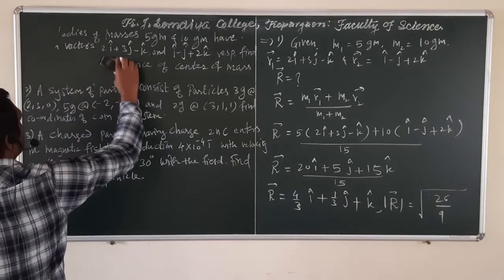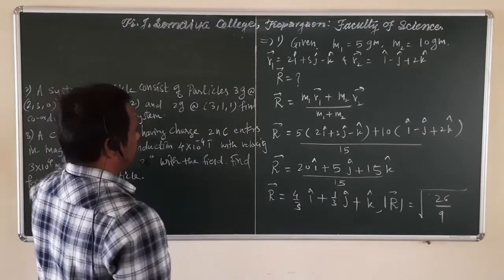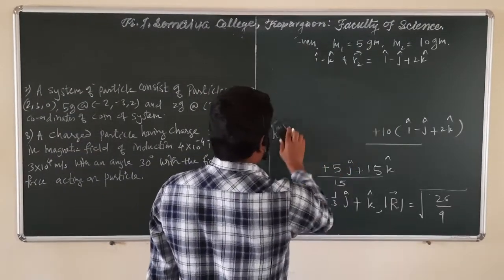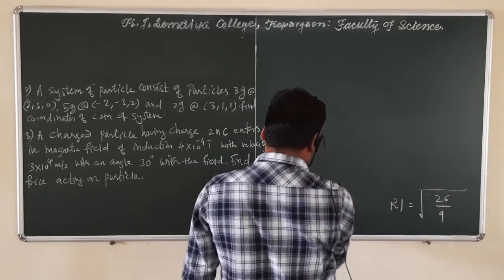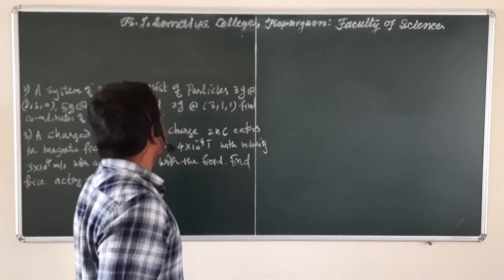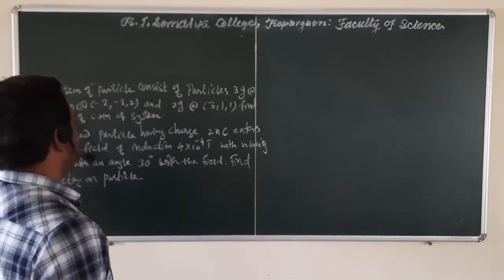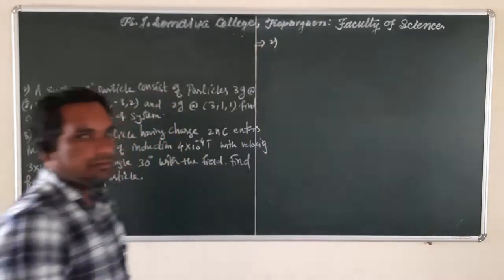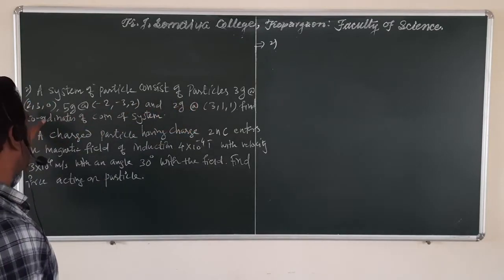Now moving to the second problem. What is the second problem? The second problem is that a system of particles consists of three different particles.